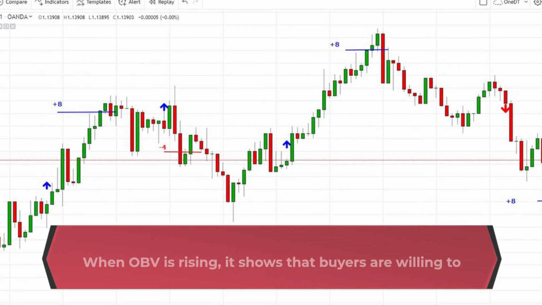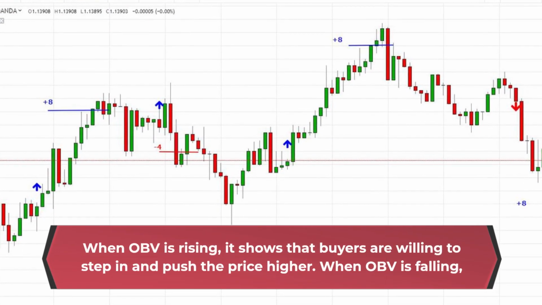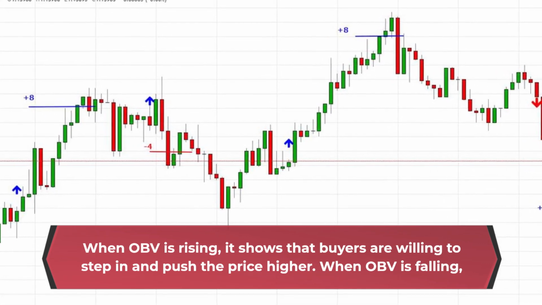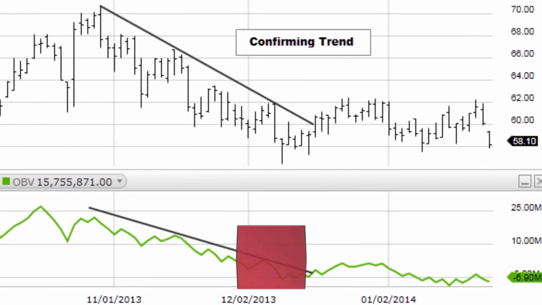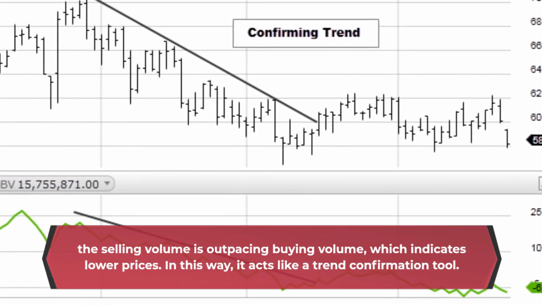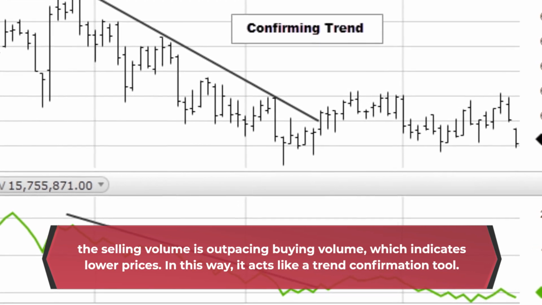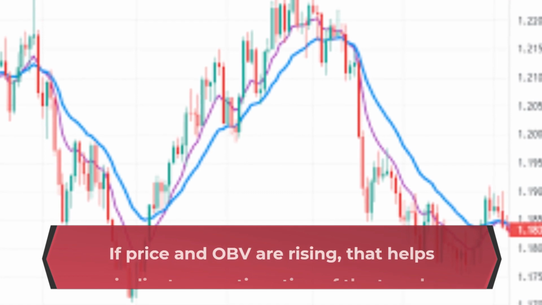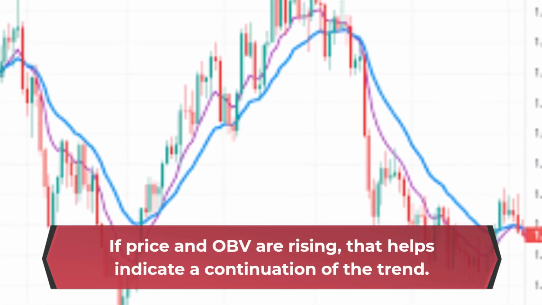When OBV is rising, it shows that buyers are willing to step in and push the price higher. When OBV is falling, the selling volume is outpacing buying volume, which indicates lower prices. In this way, it acts like a trend confirmation tool. If price and OBV are rising, that helps indicate a continuation of the trend.